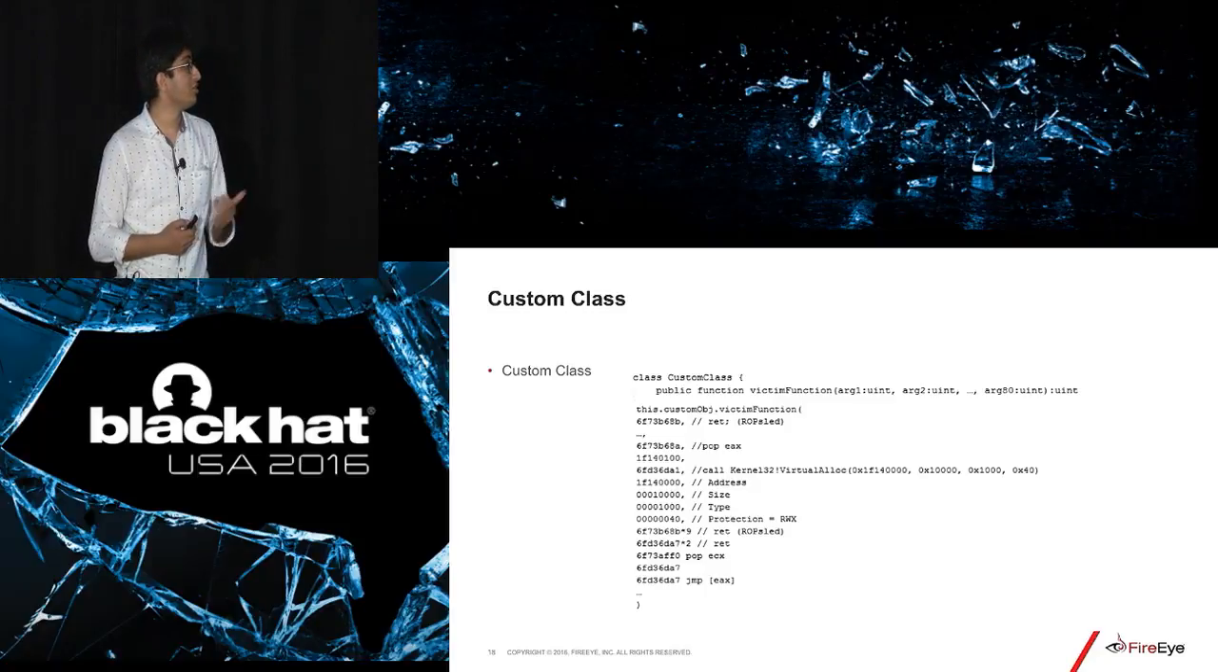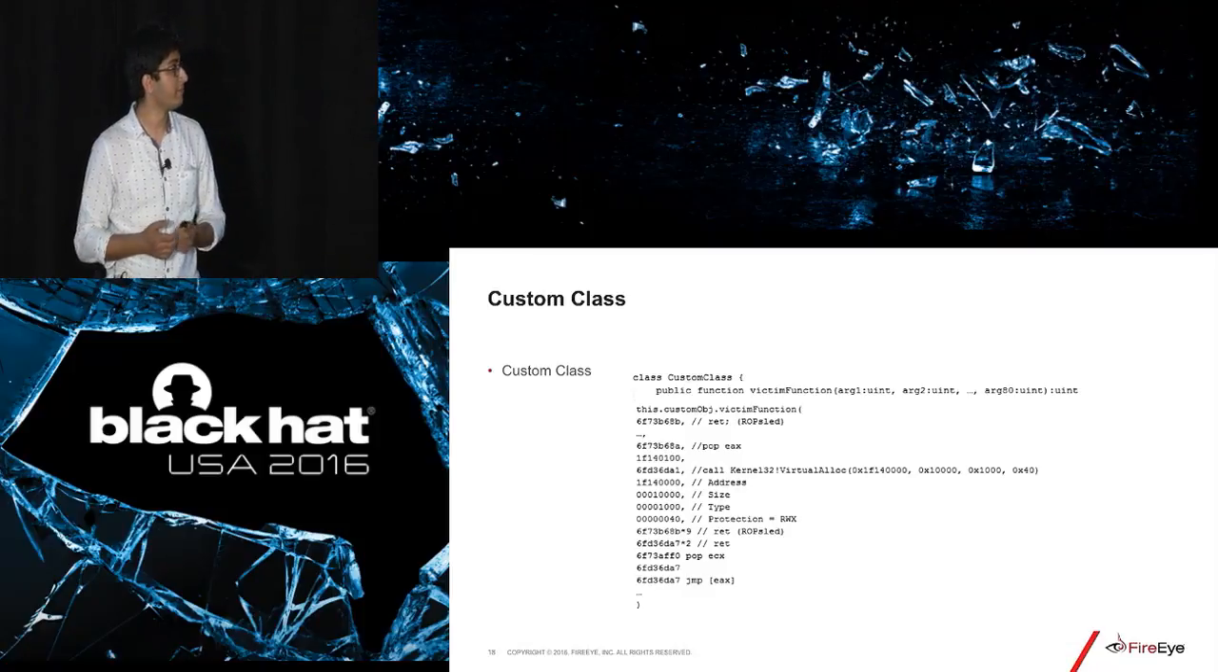And eventually the attackers found out that this is the best mechanism to avoid stack pivot detection, because there will be no detection when we call an API.